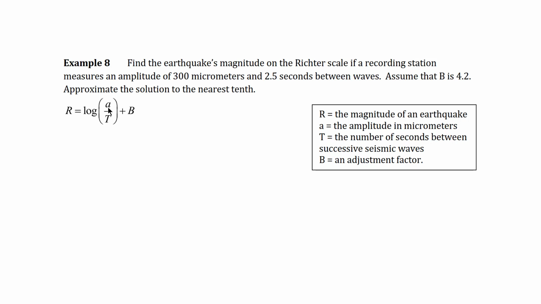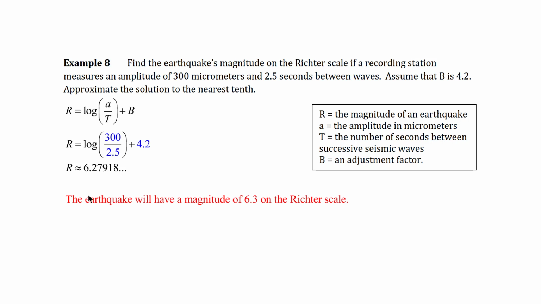We plug in the value for A, which is 300 micrometers, the value for capital T is 2.5 seconds, and the value for capital B is 4.2. After substituting all the values, we get capital R equals log of 300 divided by 2.5 plus 4.2. Next, we just use a calculator to take log of 300 divided by 2.5 and then add 4.2. From the calculator, I got R is approximately 6.27918. If we round this value to the nearest tenth, we get 6.3. For the final answer, we state that the earthquake will have a magnitude of 6.3 on the Richter scale.